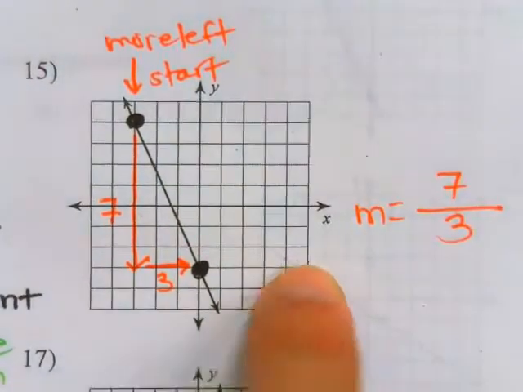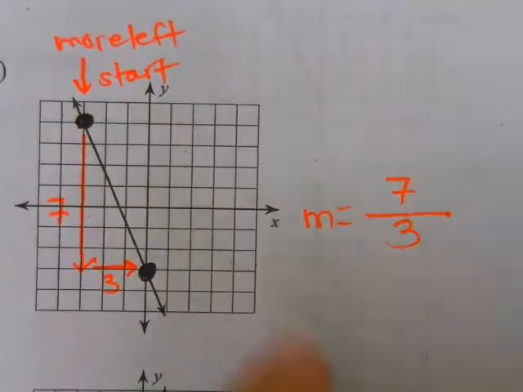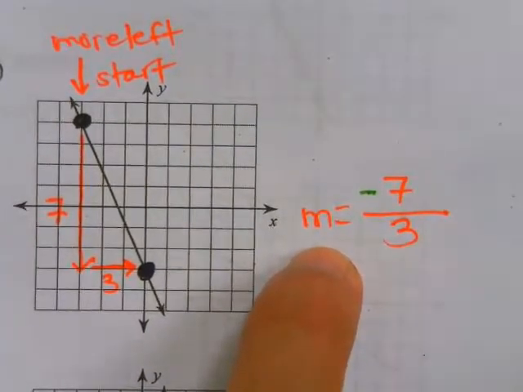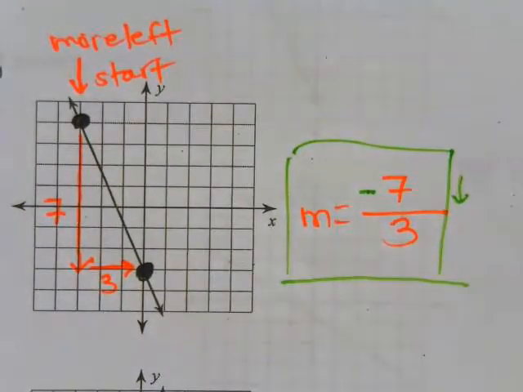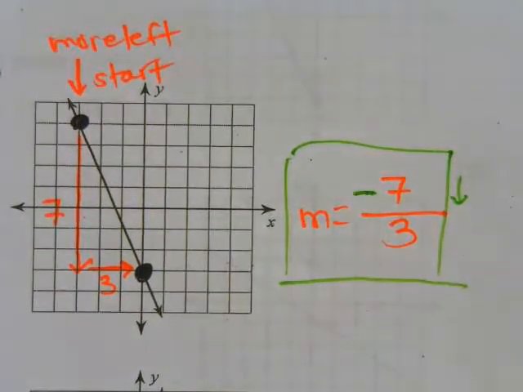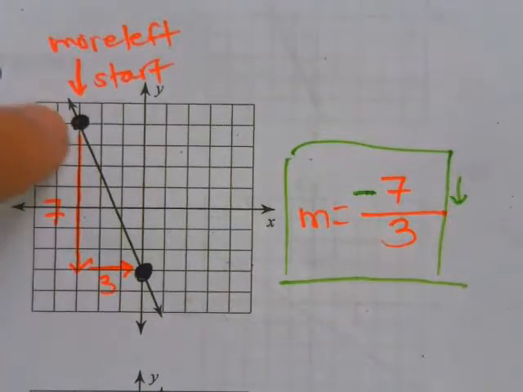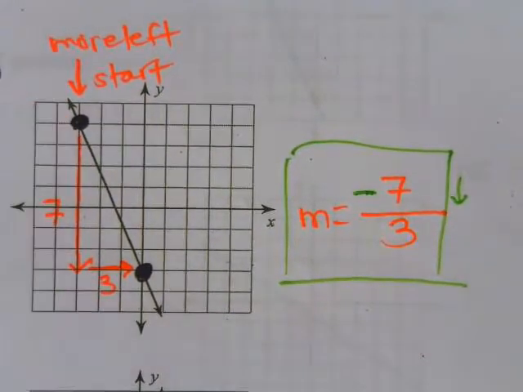Be careful. What's wrong with this specific answer? What needs to be negative, the 3 or the 7? Why is it negative? Because you're going down. So please be careful. You have to start on the more left point, and I'm going to emphasize this 2 or 3 more times. You cannot start wherever you want. And then depending on where you start, you either have to go up or down to the next point.